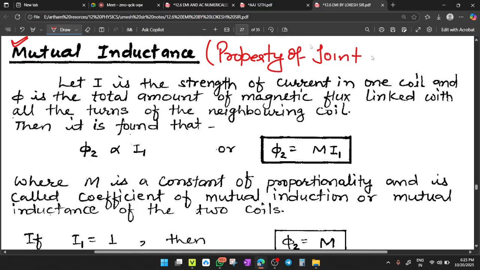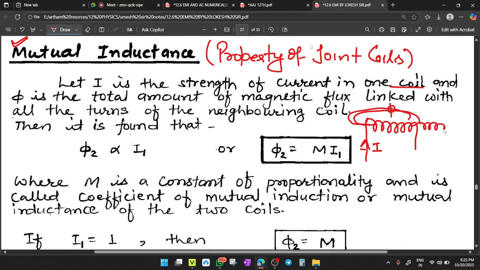The property of a pair of coils. How can you define what is mutual inductance? Let I be the strength of current in one coil, and phi be the total amount of magnetic flux linked with all turns of the neighboring coil. So I is the current in the first coil, and phi is the total amount of flux.